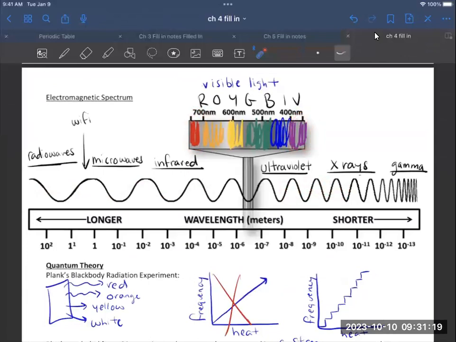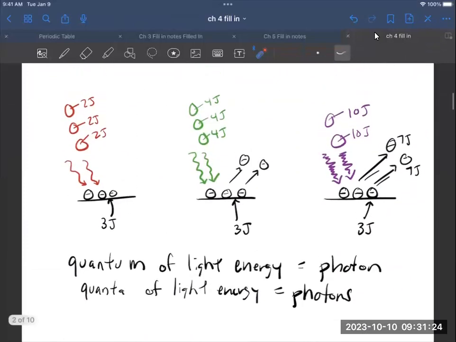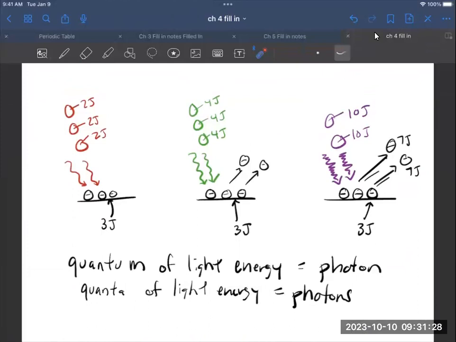So this is what Einstein realized was happening. This is what's actually happening, and feel free to pause and copy this down. Einstein realized that the light shining on these electrons was traveling in packets. It was not traveling as a stream of energy, but instead as individual packets of energy. Now imagine that these electrons are stuck to the surface of the metal with 3 joules of energy. That's the energy of attraction, their sticking energy.